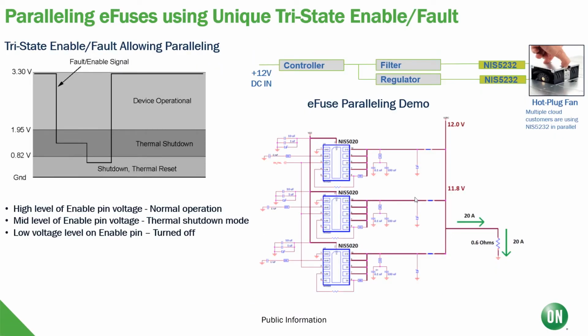Another cool feature of eFuses that expands upon its already rich feature set is that they can be placed in parallel to achieve higher load currents. How is this done? It's done using the tri-state enable fault pin, the functionality of which is shown on the left. Basically, when the eFuse is tripped, this pin is pulled down to that intermediate voltage level, and if multiple eFuses have their enable fault pins tied together, they will all shut down. The enable fault pin has a fan out of 3, meaning that up to 4 eFuses can be tied together and act as one. This type of architecture is popular in higher current applications such as hot pluggable fans, common in the cloud computing industry.